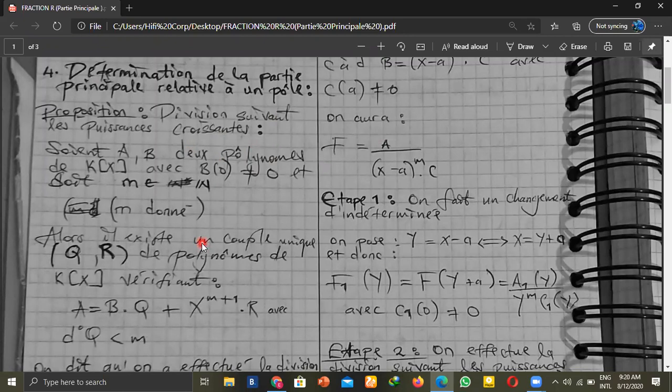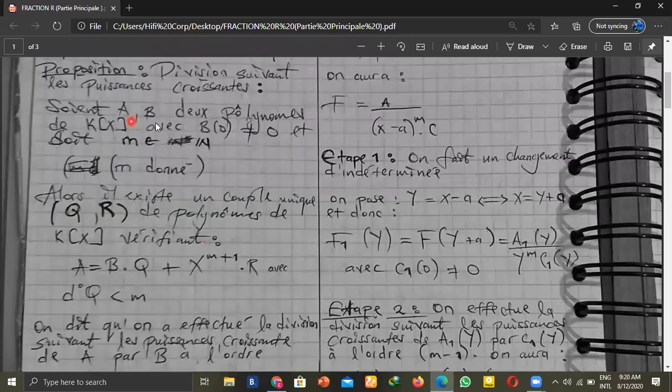So this is what they're saying: soit A, B des polynômes de K[X] avec b0 not equal to 0. So our B, we're talking about the dominant term when we put 0, is not equal to 0. Et soit m appartient. Can you kindly repeat the proposition? I didn't really get it. Okay.